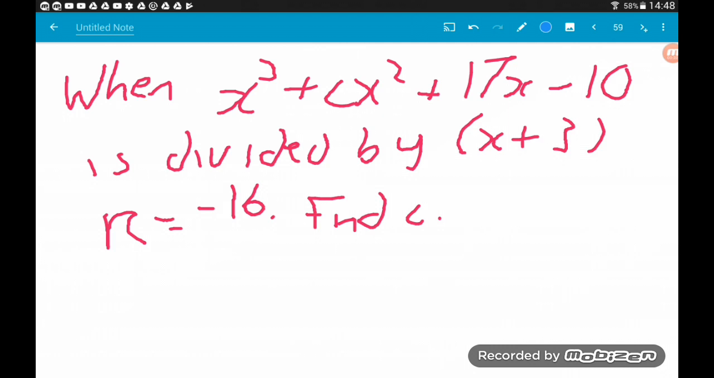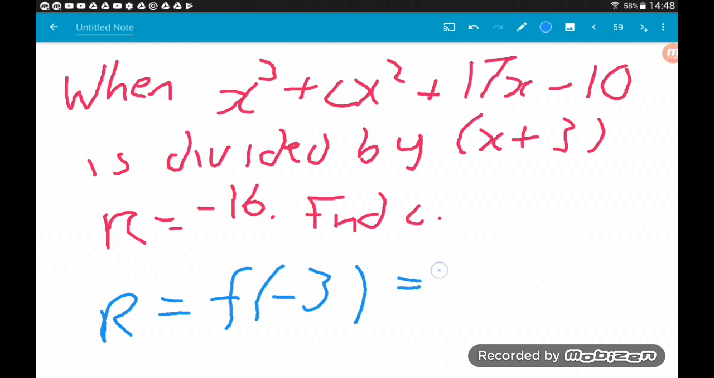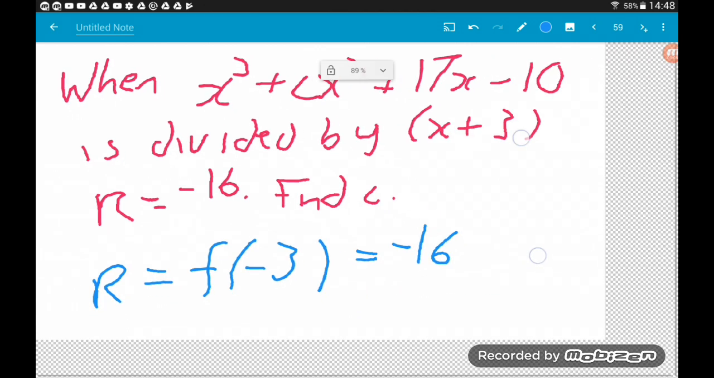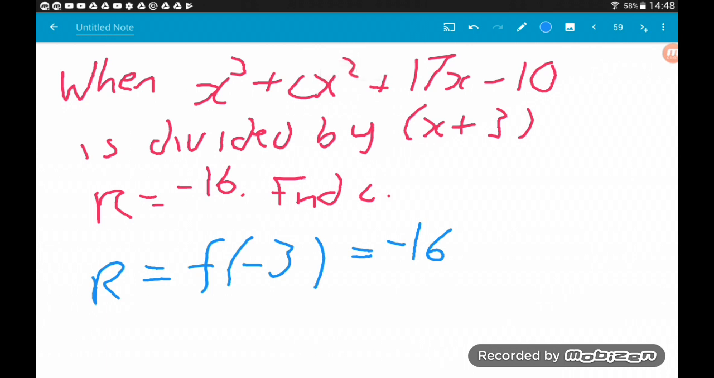Well, if we're dividing by x plus 3, then we know the remainder would be f of minus 3. Now we're being told what the remainder is. It's minus 16. So what we actually know is f of minus 3 is minus 16. So what we're going to do is substitute in x equals minus 3.